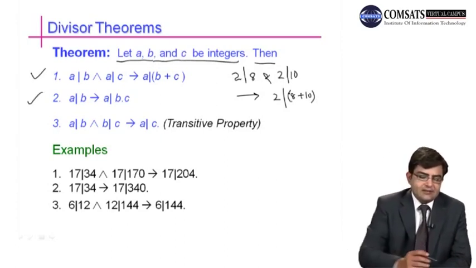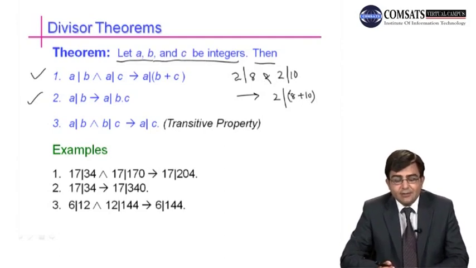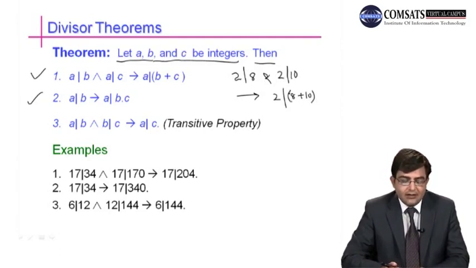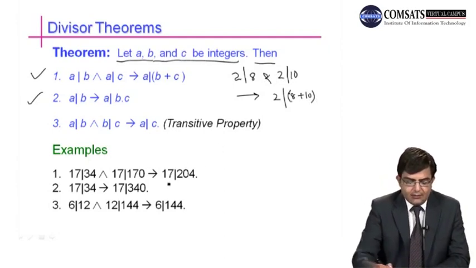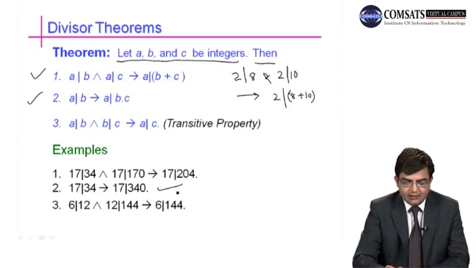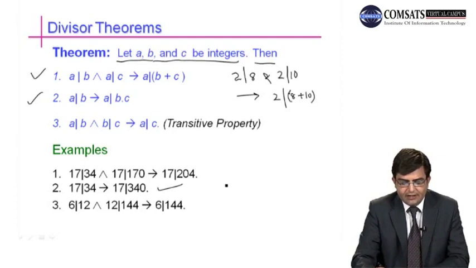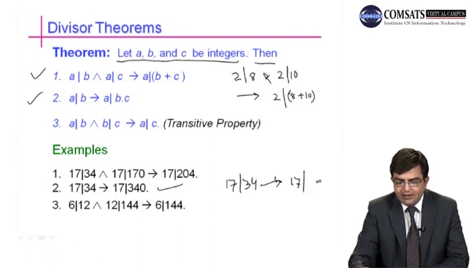The second result is this: if A divides B, then A divides B into C. What is this? You can take this example. For example, if 17 divides 34, this implies 17 divides 34 into 10.